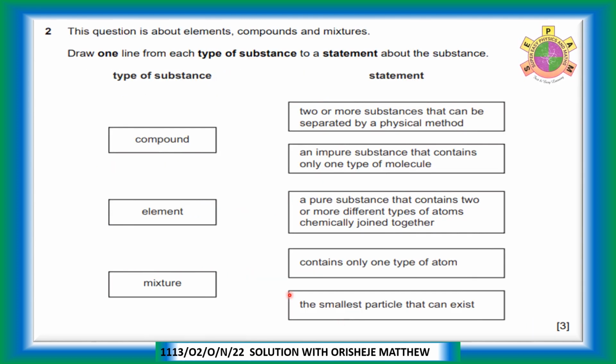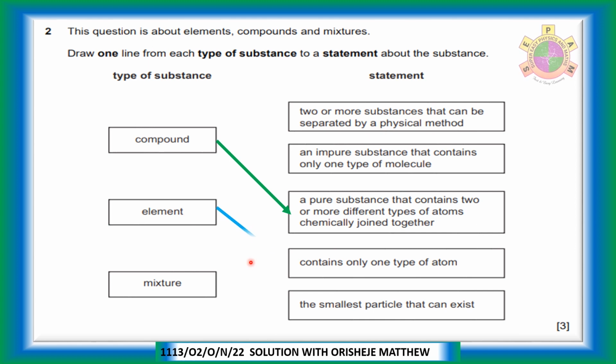Question 2. This question is about elements, compounds, and mixtures. Draw a line from each type of substance to a statement about the substance. So we have type of substance, we have a compound. What is a compound? A compound is a pure substance that contains 2 or more different types of atoms chemically combined together. So that's why they are called compounds. So you might have 2 or more pure elements or substances.